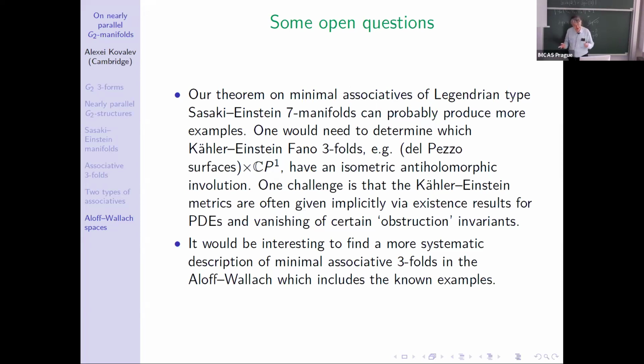But in particular, we can use more ambient 7-manifolds. So for example, del Pezzo times CP1, use del Pezzo 3, because that one is known to be toric, and that helps to find an anti-holomorphic involution. In general, it's known which del Pezzo have Kähler-Einstein metrics, and therefore the product with CP1 will have Kähler-Einstein. But the problem is those Kähler-Einstein metrics are given implicitly via an existence result.